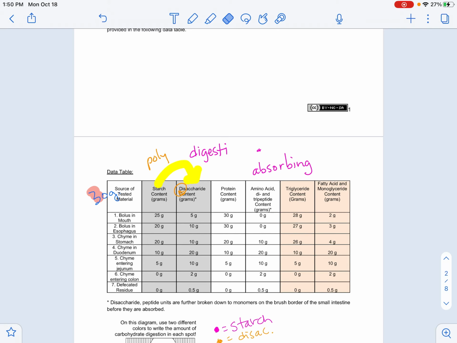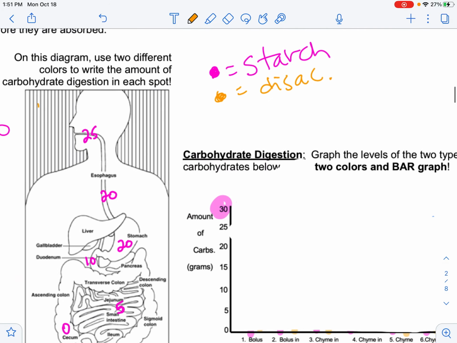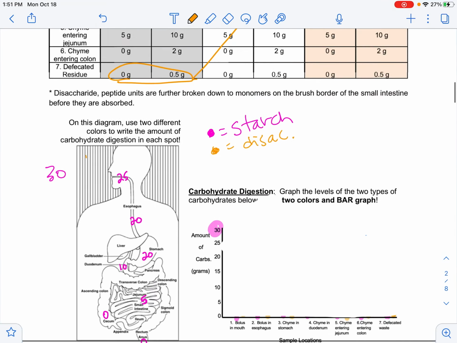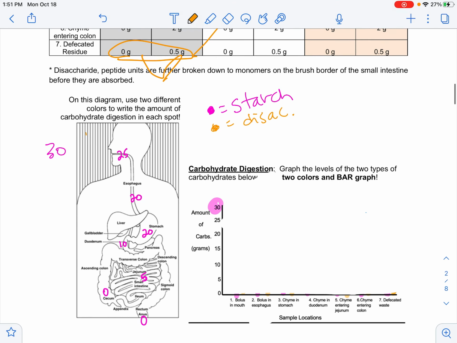So there's two things that we need to worry about here. We have digestion and absorption. So we're digesting when we go from here to here, and then when it goes down to when there's almost none left, we have absorption. You've got to keep that in mind. So I already have it marked up here. I took these numbers from right here, because these are the disaccharides. So it says carbohydrate digestion.